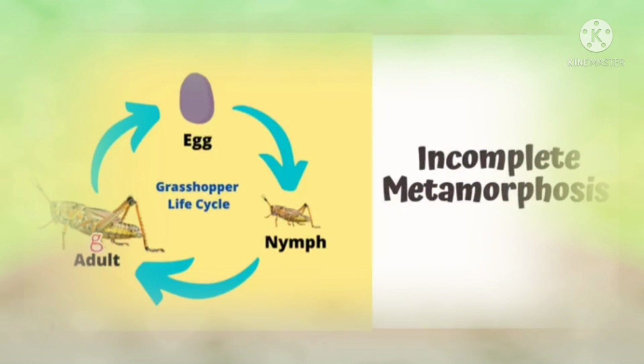Number 2. Incomplete metamorphosis. Some insects like dragonflies, grasshoppers, and cicadas go through an incomplete metamorphosis. After hatching, these insects will look like their parents. They will go through changes as they grow, but the way that they look will not change much.